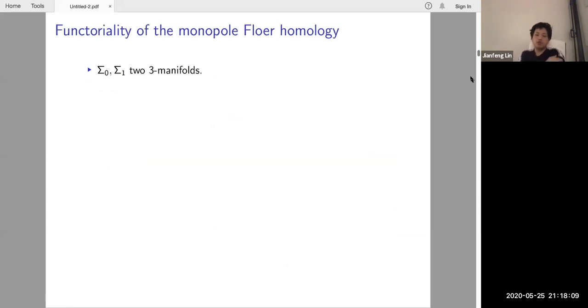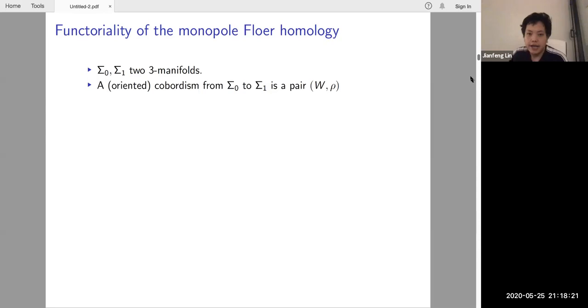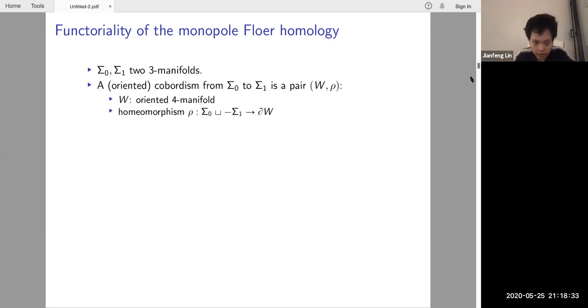In order to talk about the monopole Lefschetz number, we need to talk about the functoriality of monopole Floer homology. Let sigma 0, sigma 1 be two three manifolds, then a cobordism from sigma 0 to sigma 1 is a pair W and rho, where W is an oriented four manifold with boundary, and rho, which we call the boundary parametrization, is a homeomorphism from the disjoint union of negative sigma 0 and sigma 1 to the boundary of W. Here, negative sigma 0 simply means the orientation reversal of sigma 0.